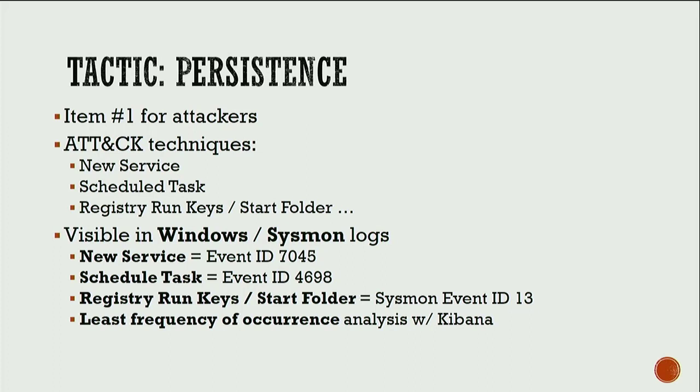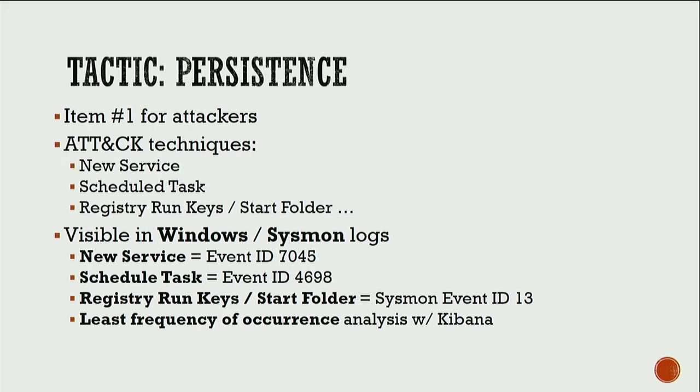Windows Sysmon logs. New services, that's in the system log, 7045. We have new scheduled tasks. Sysmon can catch like everything here. Sysmon event ID 13 in particular is good for watching your CurrentVersion Run key in the registry. And then you can take all these things, run them through Kibana or whatever SIEM you have, do least frequency of occurrence, long tail analysis, whatever you want to call it, to catch the stuff that's odd.